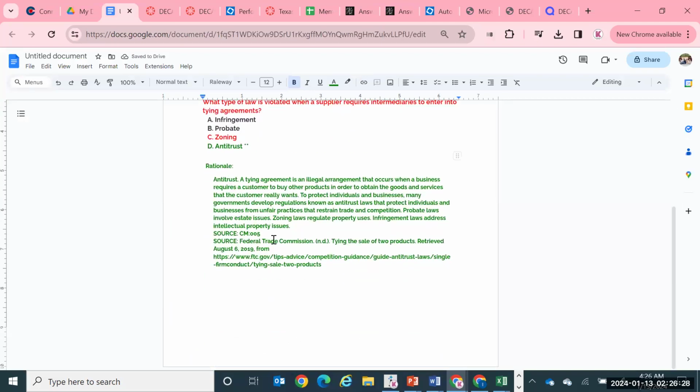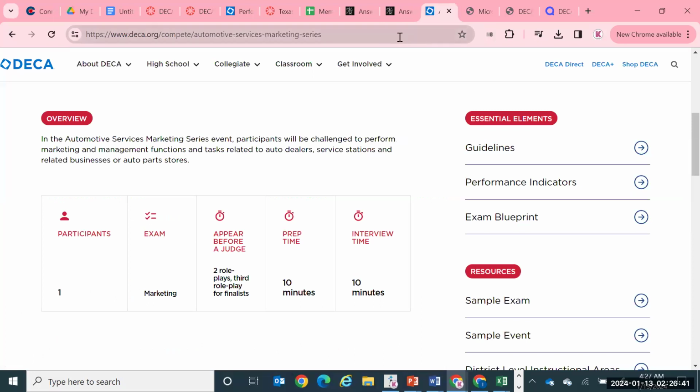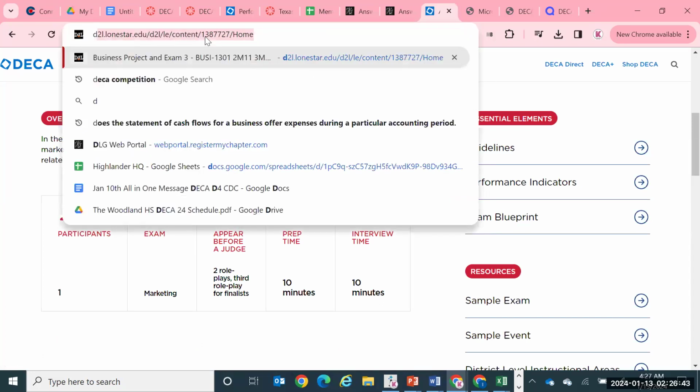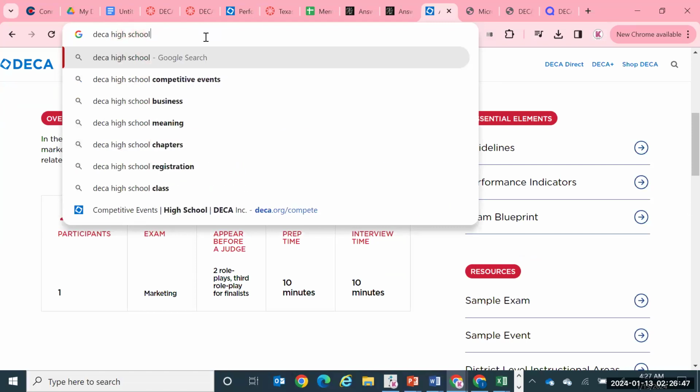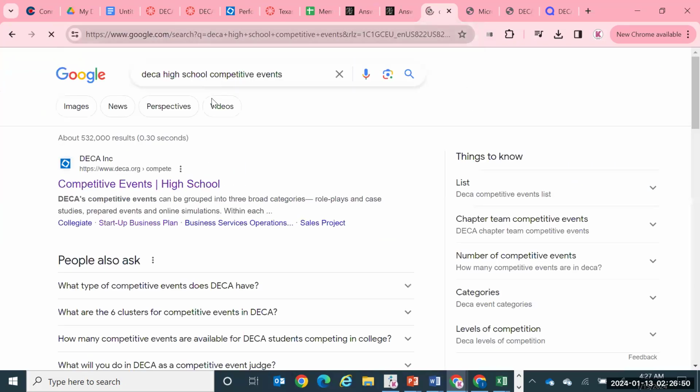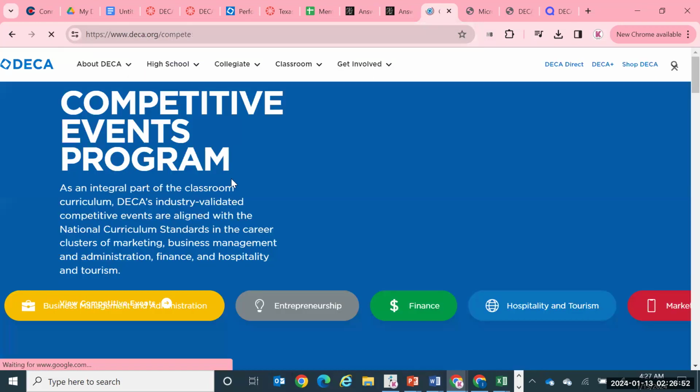I want you to also notice one thing. Right here underneath this one, it tells you source CM. This is telling you the instructional area that it is under. Now, if that doesn't make sense to you, I want you to Google DECA high school competition. And I'll actually put this in the Google Doc that I'm making for our chapter.